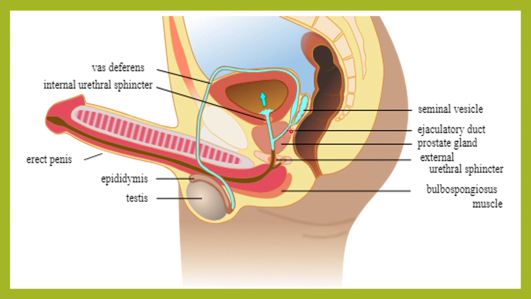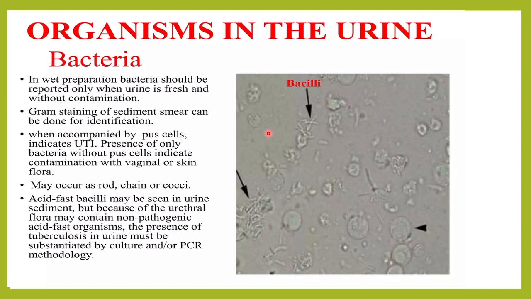But sometimes what happens is there is a retrograde ejaculation because of the internal urethral sphincter getting lax. This semen can go backwards into the urinary bladder and then get excreted in the urine also. There are certain bacteria which we see in the urine, and in wet preparation the bacteria should be reported. Sometimes when you keep the urine for a long duration without examination, you will get bacterial contamination. So gram staining of the sediment smear can also be helpful to identify the bacteria.